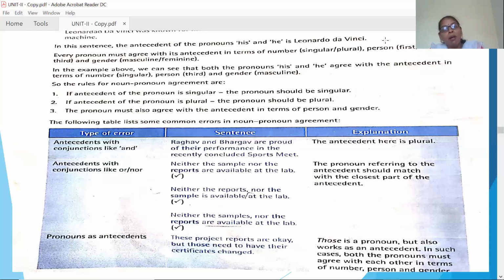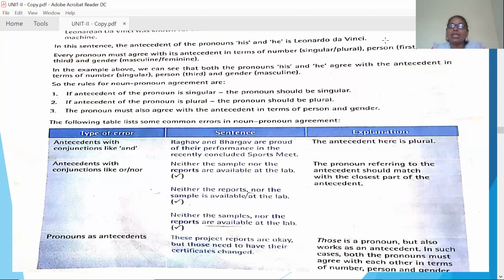Raghav and Bhargav, we are talking about plurals. We are not talking about only Raghav. We are talking about Raghav as well as Bhargav, two people. So the antecedent is plural, and the pronoun we have kept is plural. Raghav and Bhargav, and the pronoun we kept is their. So first one, conjunction and: if the antecedent is joined with and, we keep the pronoun plural.